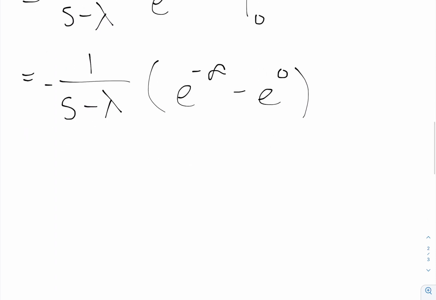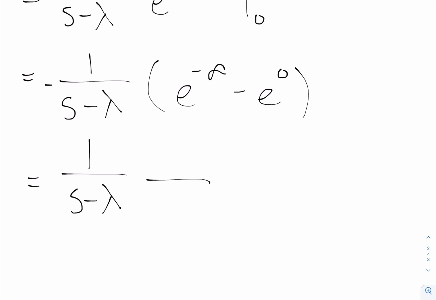So e to the negative infinity, remember, that's just 0 because this is 1 over e to the infinity. So this is going to go away super fast, and we're just going to get minus e to the 0. E to the 0 is just 1. So it's really just this times negative 1. The negatives now cancel, and we just get 1 over (s minus lambda).